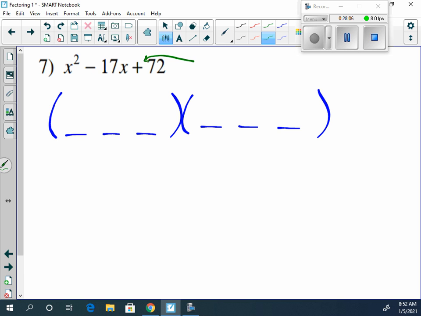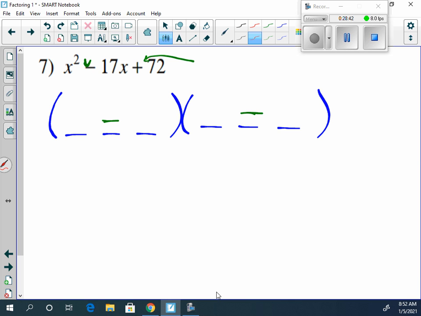Now, since the constant term is positive, the signs are the same, and they match the sign of the middle term, which is what? It's negative, so both of these would be negative. Both of them are going to be negative. Any questions on any of this here so far? Okay. So that finishes up step 3.